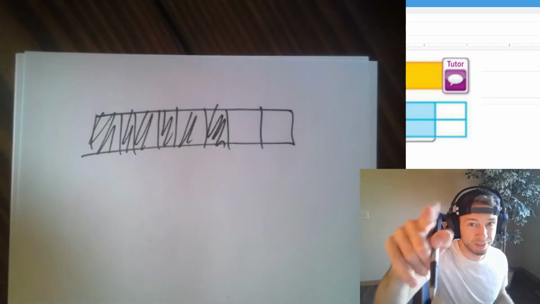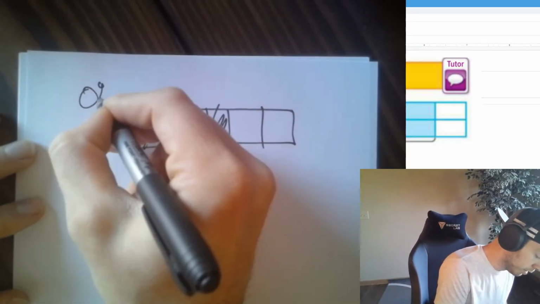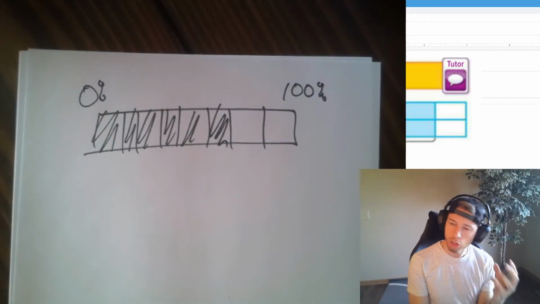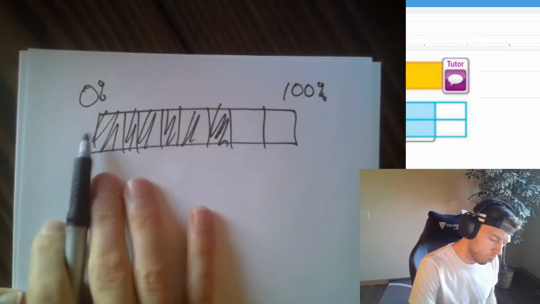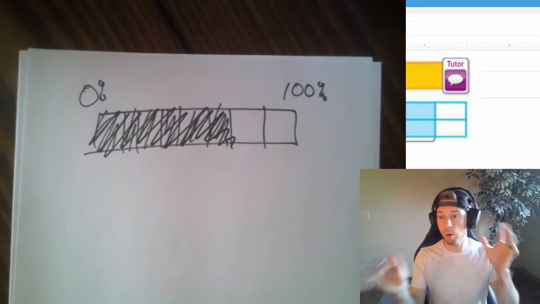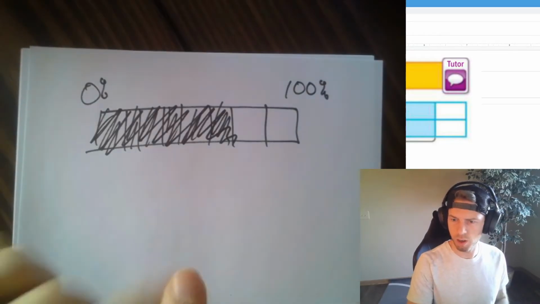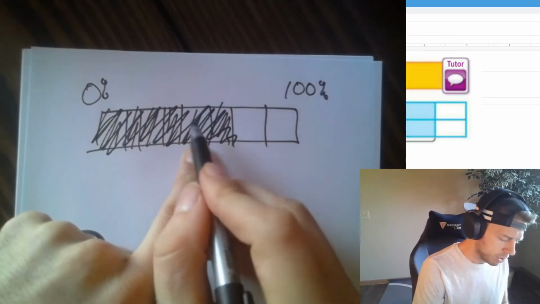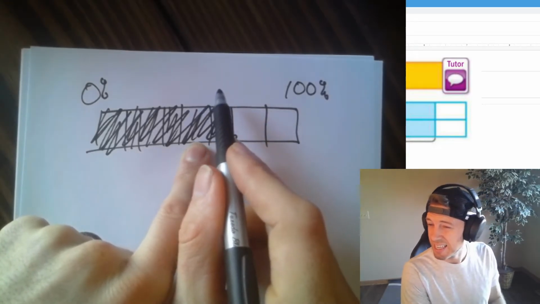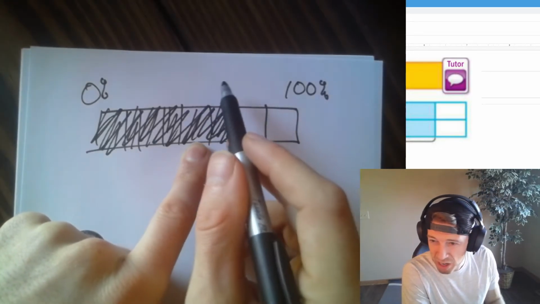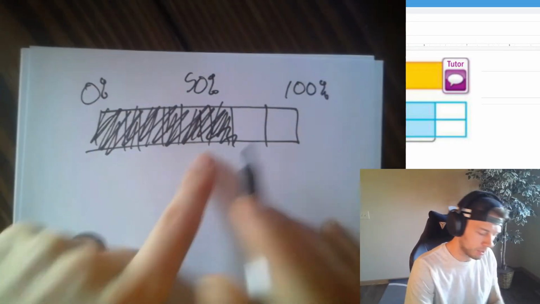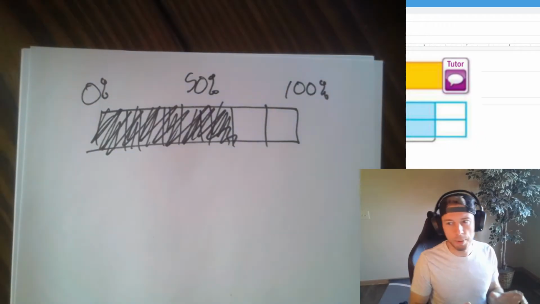And remember, all of these percentages are out of 100. So this is 0% to 100%. Then our job would be to say, what percentage of this bar is filled in? We can make a quick estimate here. About right here is halfway, so we're a little bit past halfway. If halfway is 50%, then we're probably in the neighborhood of 70%.